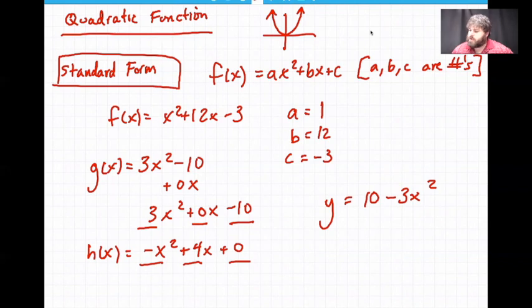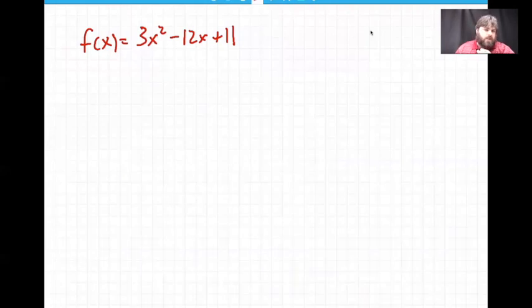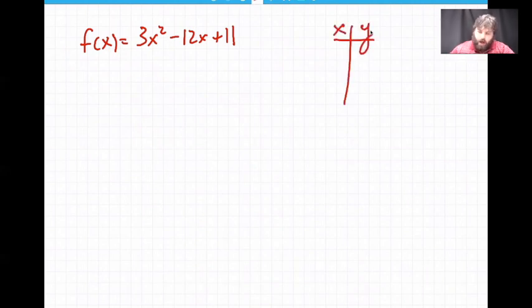Okay, so let's look a little further into standard form. Let's look at an example here. All right, 3x squared minus 12x plus 11. Okay, so here's how I coach standard form. One thing that we get from standard form is one of the special points called the y-intercept, and I'm going to show you how to find the y-intercept. But before I do that, I'm just going to look at this function and say, okay, if I wanted to make a table where I have x and y, what would be the easiest number to plug in for x to find the y value?